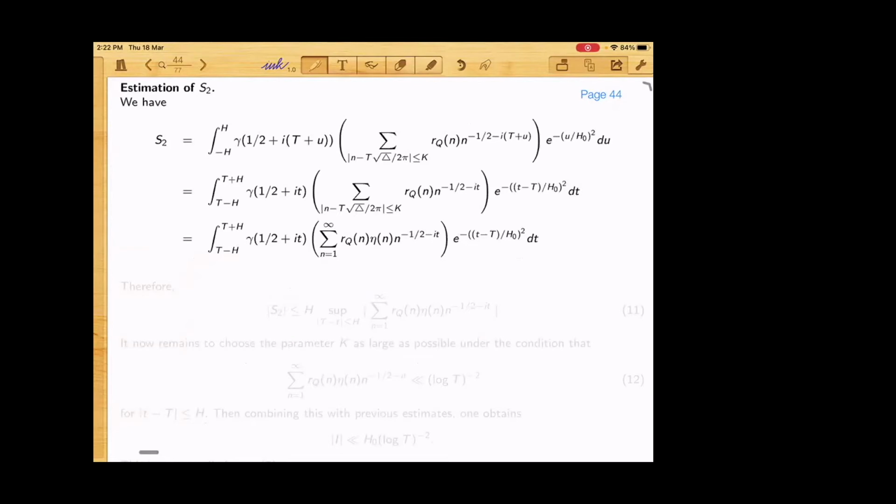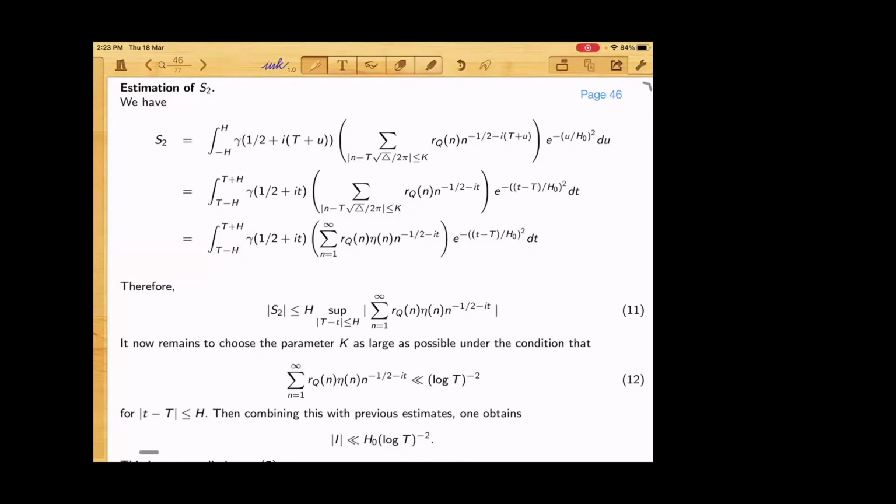Yeah, rewrite that one in terms of this one. And then finally, we have the integral from T minus H to T plus H of gamma of half plus it, times a smoothing factor, because this is 1 whenever n is around T by 2 pi in an interval of length K. So this is the sum we are looking at. Hence our S2 is H times the supremum over T minus small t less than or equal to H of an upper bound for this exponential sum, this Dirichlet polynomial.